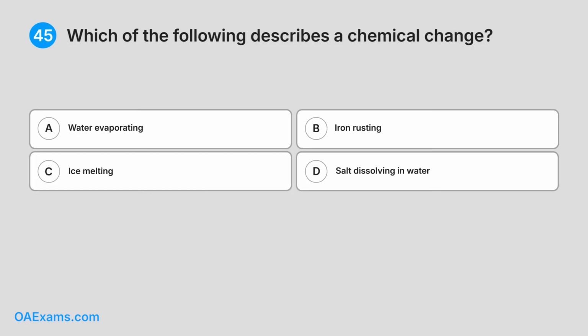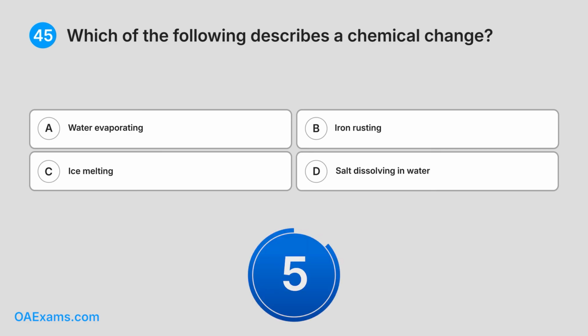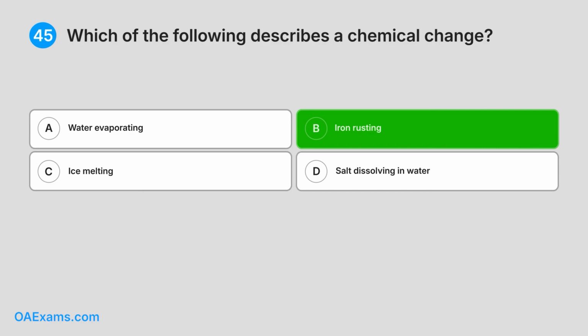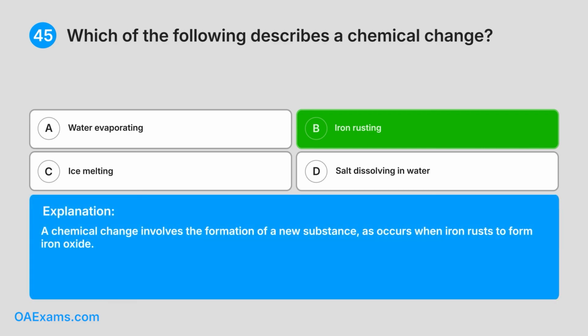45. Which of the following describes a chemical change? A. Water evaporating. B. Iron rusting. C. Ice melting. D. Salt dissolving in water. What do you think is the answer? Correct answer: B. Iron rusting. Explanation: A chemical change involves the formation of a new substance, as occurs when iron rusts to form iron oxide.